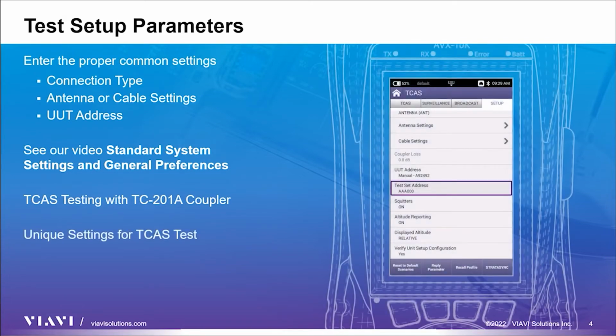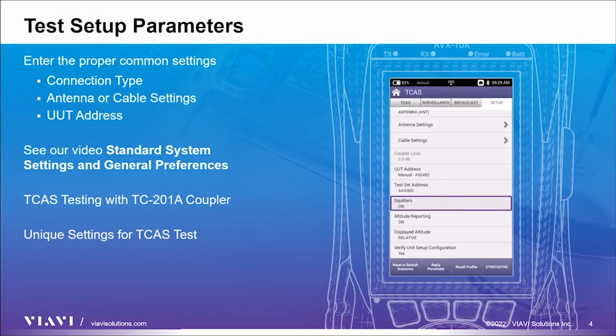The unique settings include test set address, which is simply the hex address of the simulated intruder. This should be anything different than the UUT address. Squitters can be set to on or off, and controls whether the test set will only respond to interrogations or will also include squittered information. Typically, this is set to the on condition.